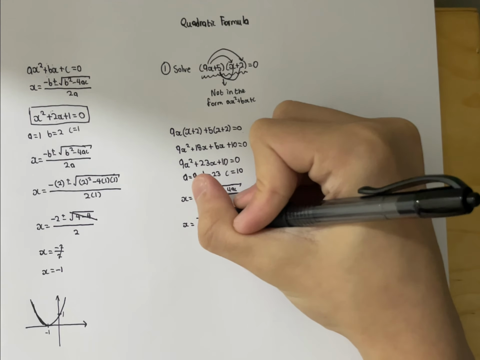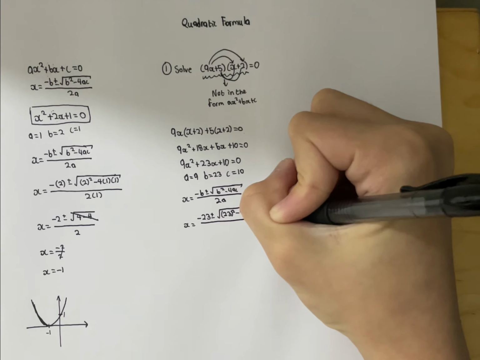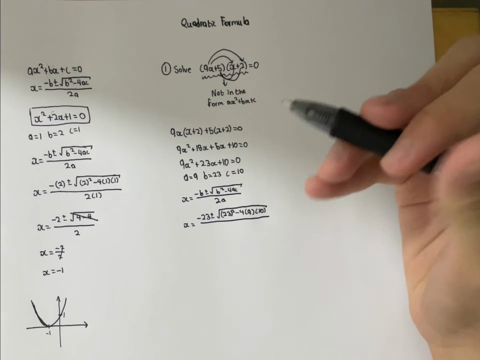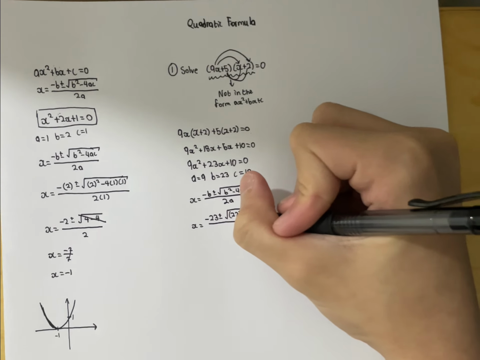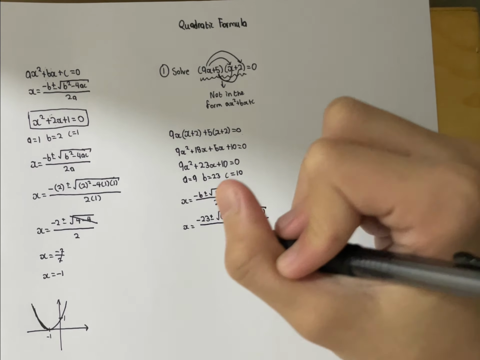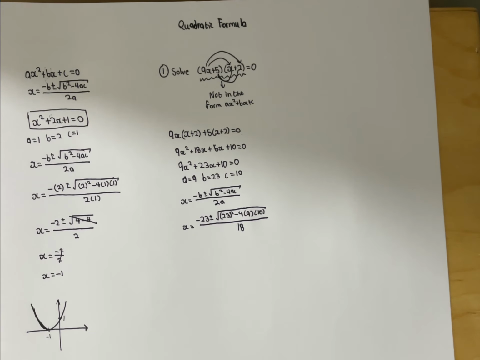And all of this is just going to be over 2a, which is the same thing as 2 times 9, right? Because a is 9, 2a should be 9 times 2, 18. Okay? Now this is the part where I'll need my calculator.